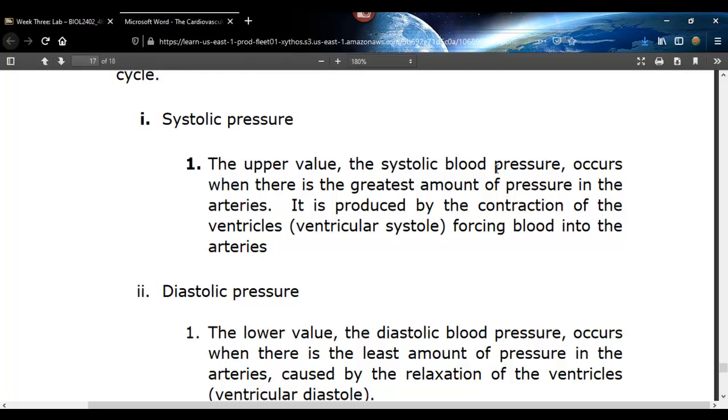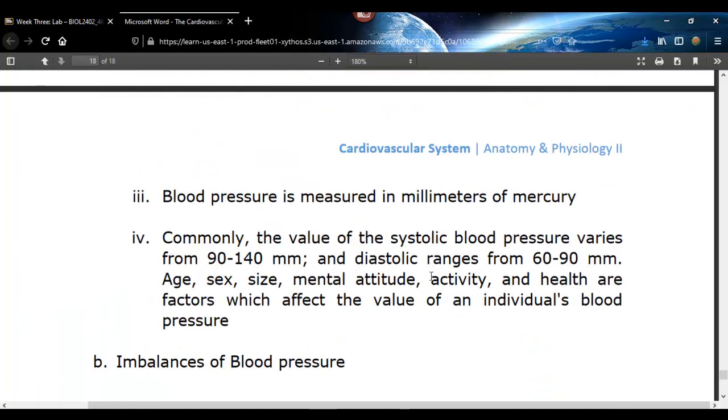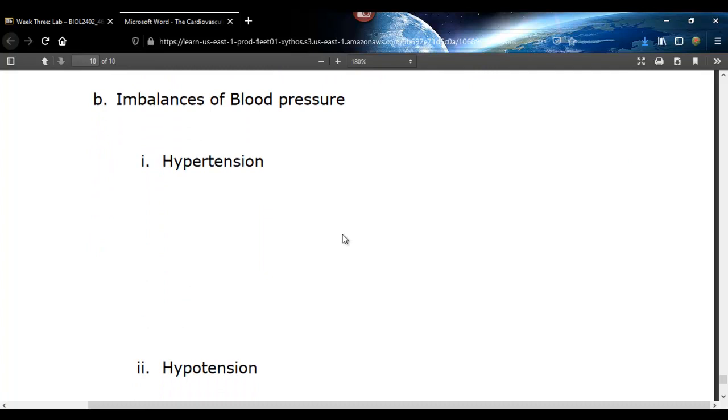And like I said, the upper value represents ventricular systole, and the lower value represents ventricular diastole. Here are some things that affect your blood pressure, and it is measured in mmHg, millimeters of mercury. Here are some normal values, and these are all the factors that affect it: age, sex, size, mental attitude, activity, health. If you're an angry person, you might have a higher blood pressure. But hypertension and hypotension.